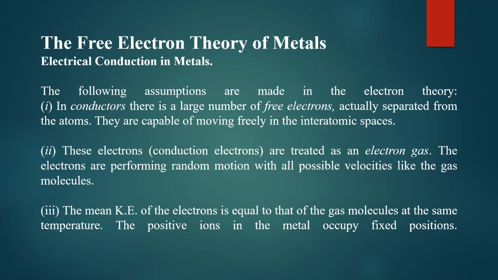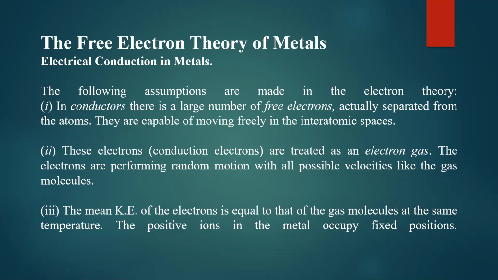These assumptions are proposed by Drude and Lorentz, so let us take them one by one. The following assumptions are made in the free electron theory. In conductors, there is a large number of free electrons, actually separated from the atoms. What do you mean by separated from the atoms? It means they are not bound to the nucleus.